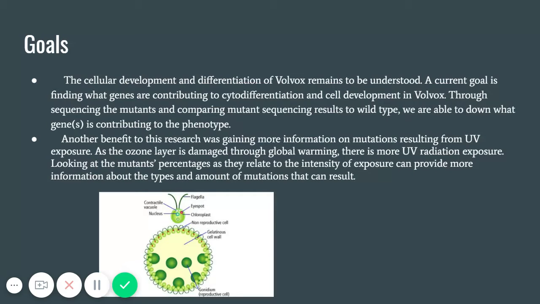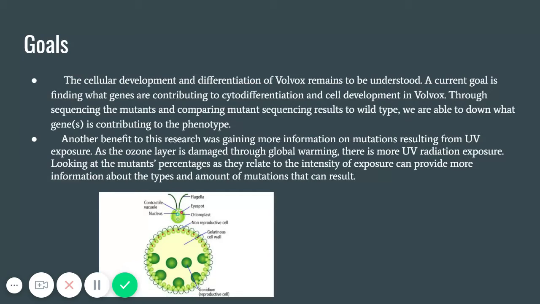One of the current research goals is figuring out what genes are contributing to cytodifferentiation and cell development in Volvox. Through sequencing the mutants and comparing mutant sequencing results to wild type, we are able to narrow down what genes are contributors. Another benefit to this research was gaining information on mutations caused by UV exposure.